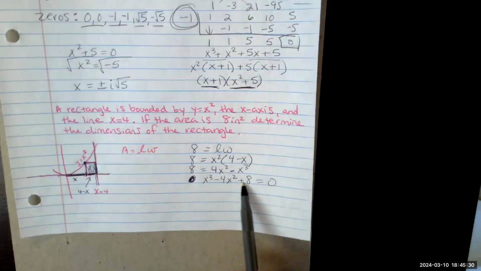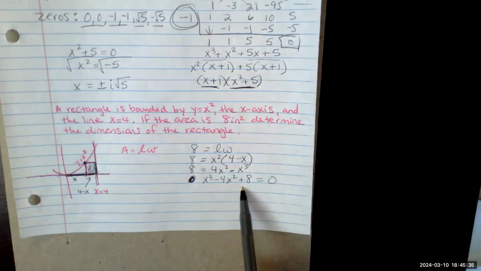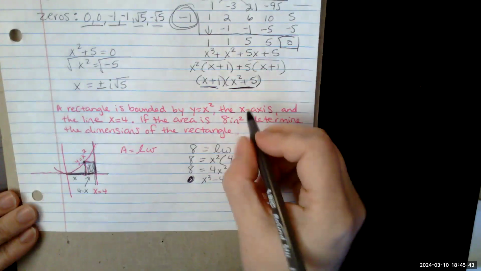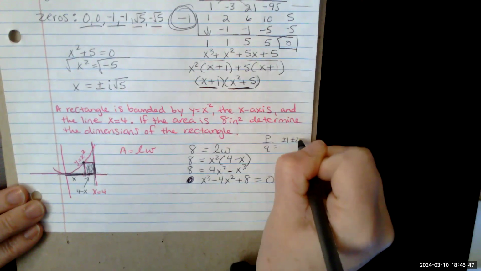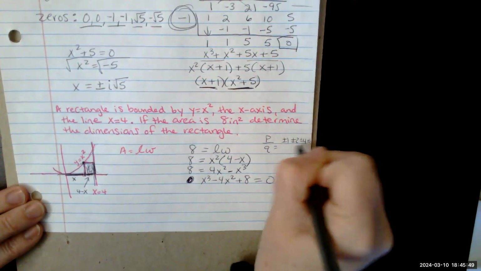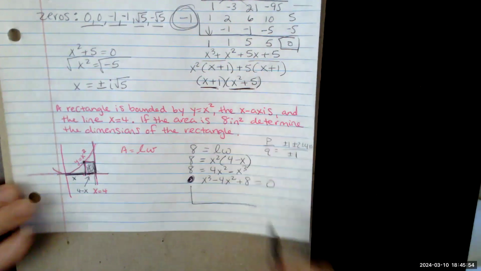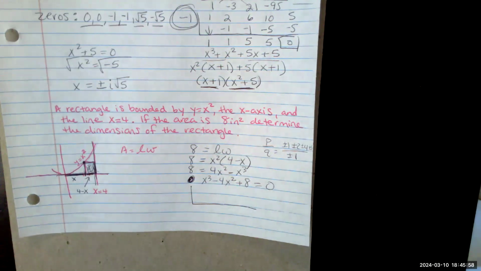So now everything's on one side, but I can't factor this. This does not look like anything I can factor. So I'm going to need to use all the stuff we just learned and try to find the zeros. So P over Q would give me 1, 2, 4, and 8 over 1. So I'm just going to go for it since there's only 4 options. I know that I might have positives because there's sign changes.